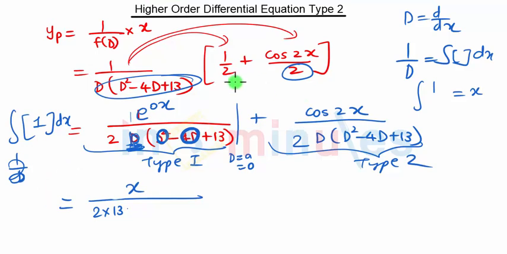Or you can follow the formula of 1 upon (D minus a) the whole raised to r is nothing but x raised to r upon r factorial. In this case, it is this term where the power of D is 1, so x raised to 1 upon 1 factorial will also give you x. So simply you can remember integration of 1 upon D is x, because here we do not have any other function of x.